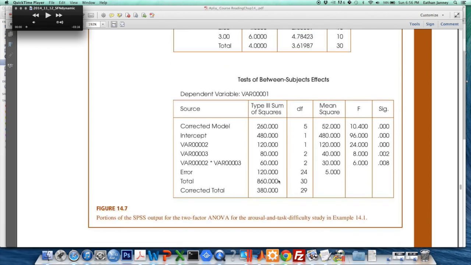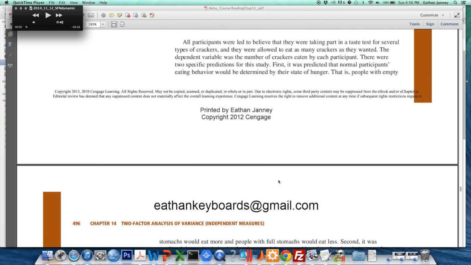I'm going to skip over this SPSS data and continue. All participants were led to believe that they were taking part in a taste test for several types of crackers, and they were allowed to eat as many crackers as they wanted. Dependent variable was the number of crackers eaten by each participant. There were 2 specific predictions for this study.